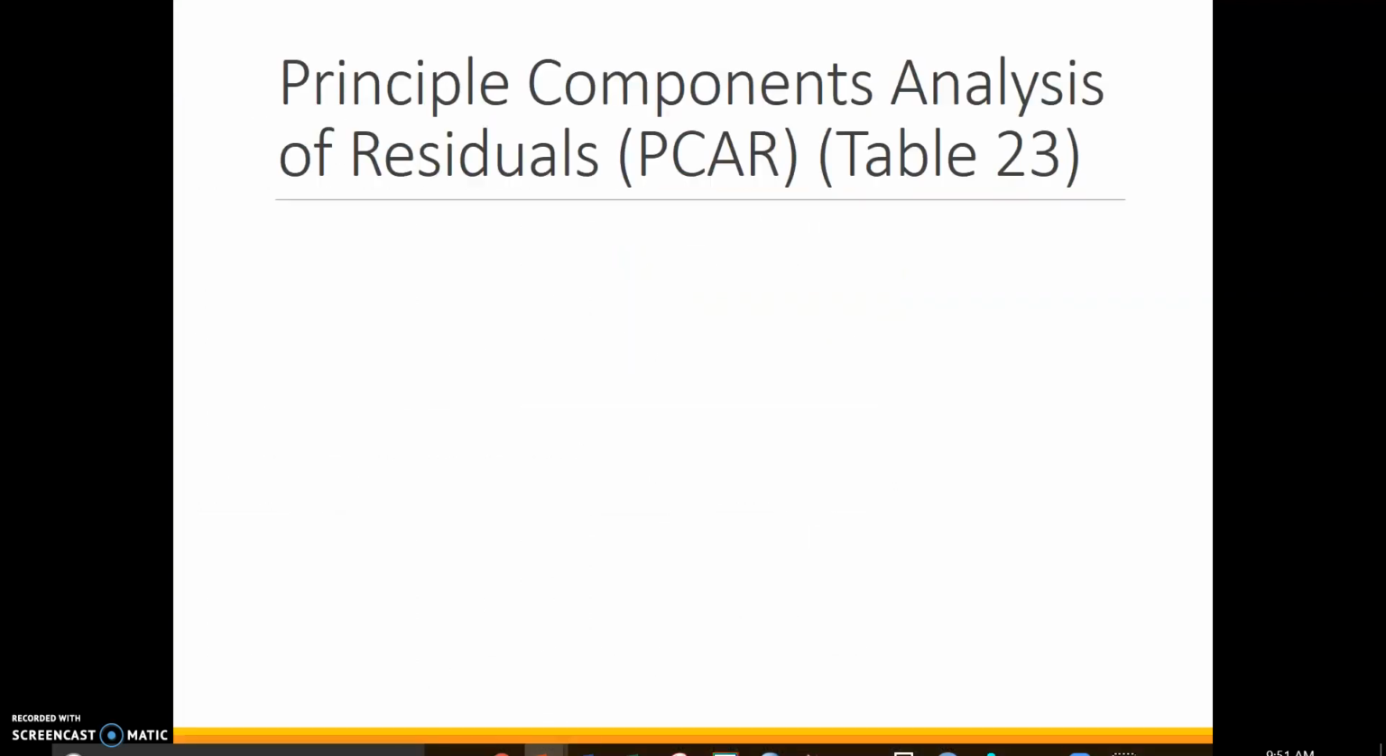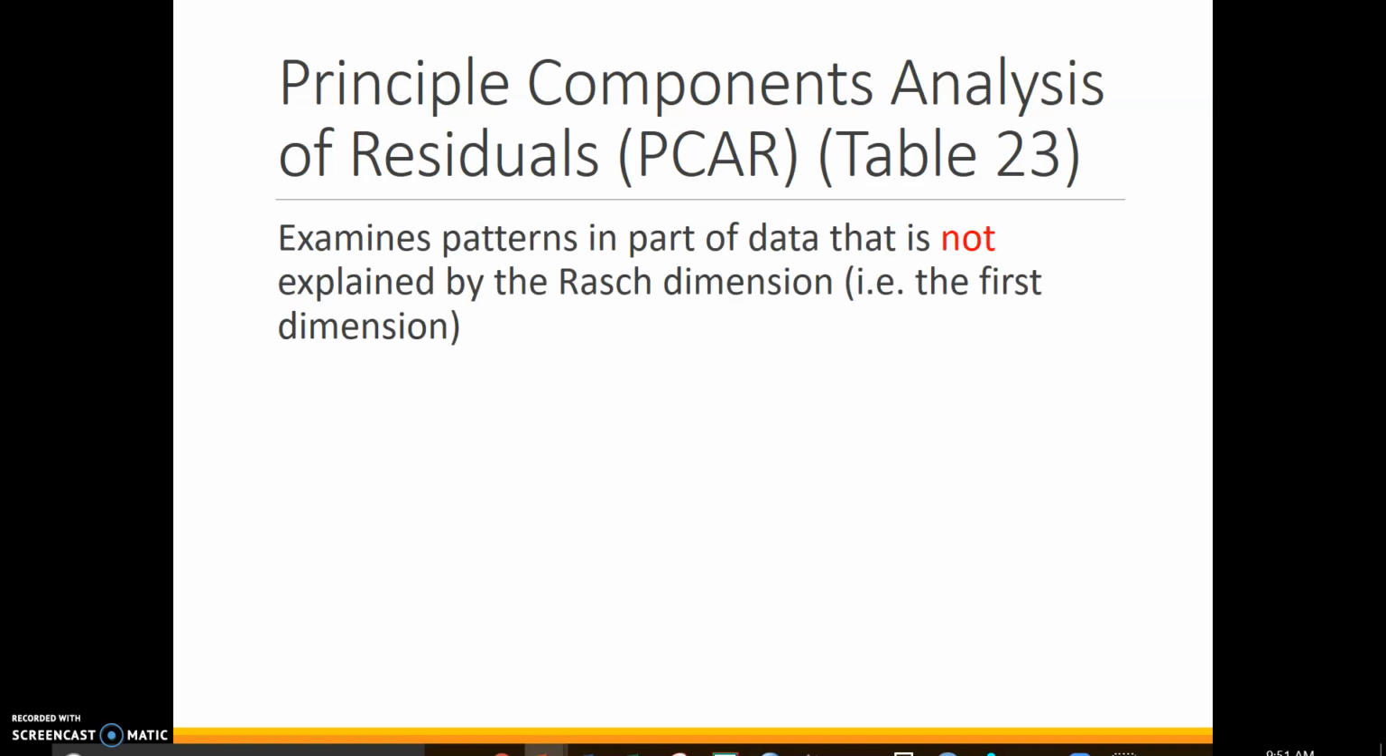All of this is based on principal component analysis of residuals. We have seen PCA before when we did the EFA analysis. We're now doing PCA on residuals, which is different, and that's PCAR. This examines patterns in the part of the data that is not explained by the Rasch dimension. The Rasch dimension is the first dimension.